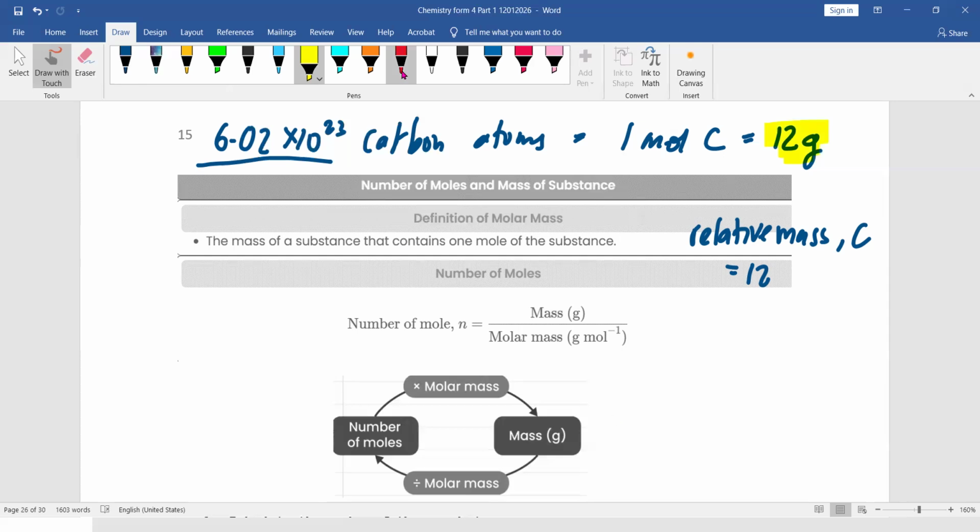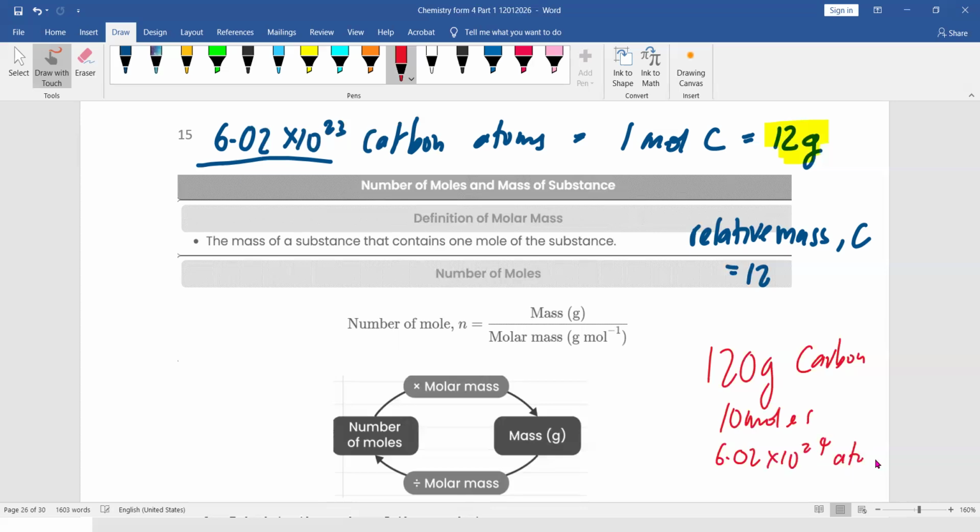Okay, can? So that means if I have 120 grams of carbon in a container, inside that carbon, there is 10 moles. And if I'm so free to go and count the atoms, it has 6.02 times 10 to the power of 24 carbon atoms. Do you understand now? Everybody is so free to go and count this many atoms? No. But everybody is so free to go and measure 120 grams. 120 grams now has a value. It has a value we understand. Can you understand?